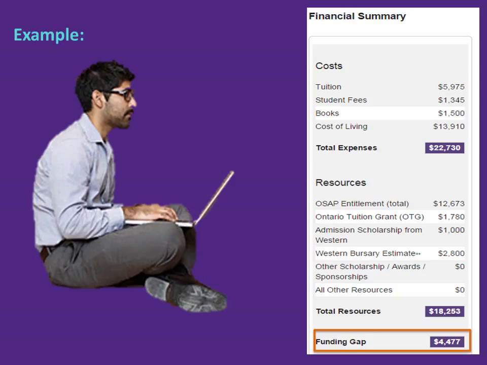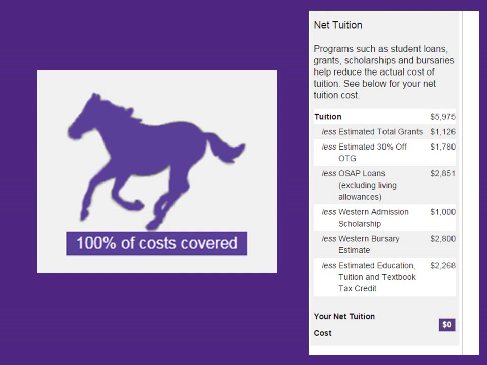The funding gap is the difference between John's expenses and his resources. That difference will need to be covered from other sources, such as contribution from parents or from student savings or a combination of both. This is John's net tuition summary. John had to pay $0 out of pocket towards his tuition. All of his tuition was covered by his financial support.